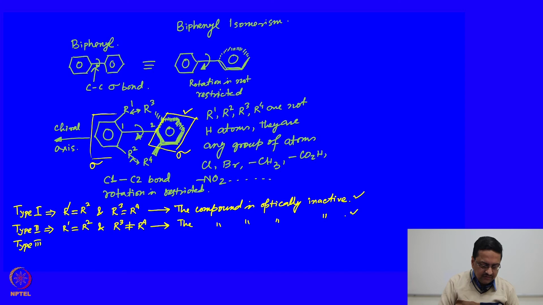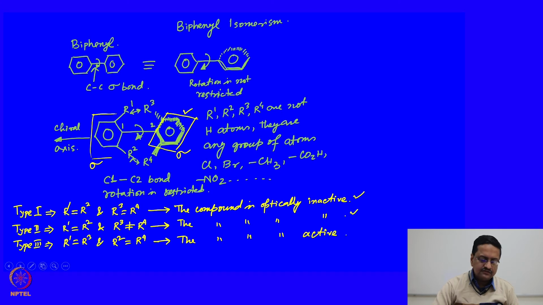Type 3 are the compounds where R1 is equal to R3 and R2 is equal to R4. Then the compound is optically active because those 2 sigma planes disappear.